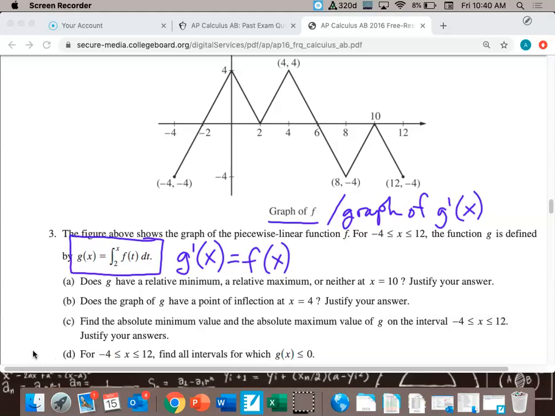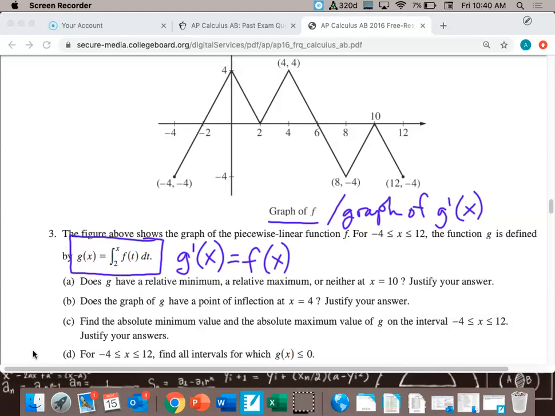Okay. Neither, because F does not cross the x-axis at 10 and therefore does not change sign. Just use your because statement: because F does not change sign, done, right? But that's true. You got it. I cringe a little bit, but I think you got it. All right. Neither, G prime does not change sign. Beautiful. All right. So all of you guys got that one.